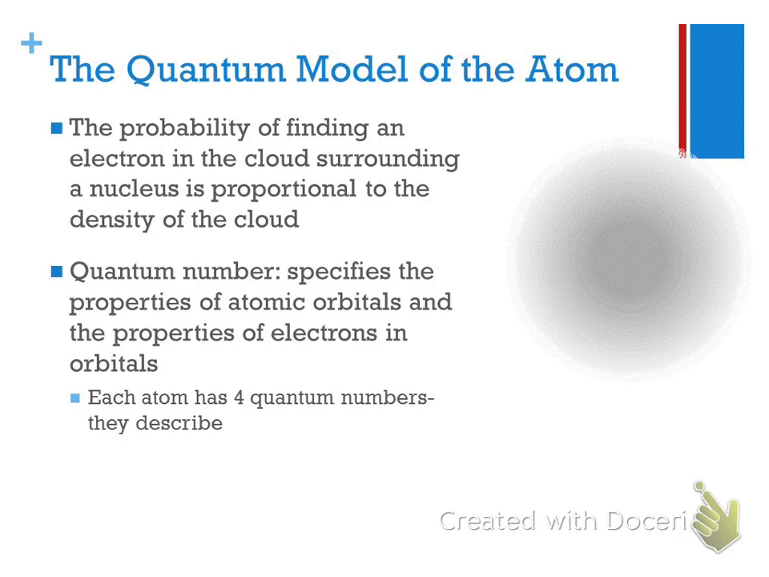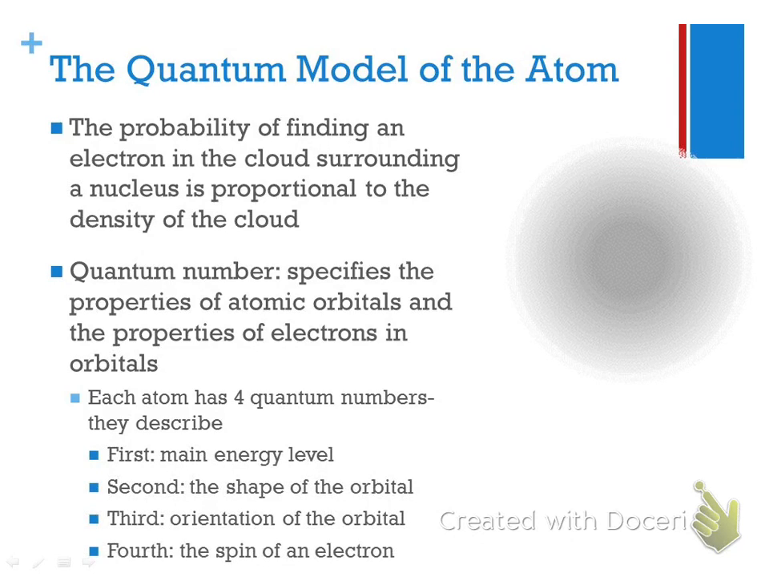Within a quantum number, it's broken up into 4 sections. We only technically have one quantum number, but it has 4 parts to it. Each electron has 4 parts to its quantum number, and they describe 4 different things: the main energy level, the shape of the orbital, the orientation of the orbital, and the spin of an electron. We're going to go into each of these 4 parts more exclusively. I wanted to just introduce it first. We'll look at each of those 4 parts individually, but each quantum number has 4 numbers that go into it.